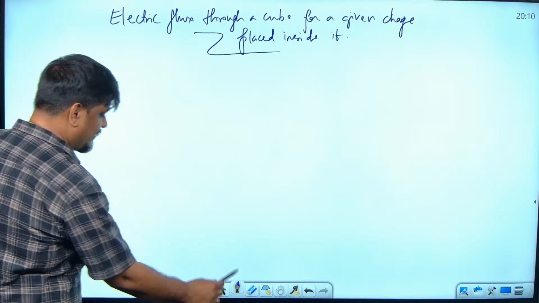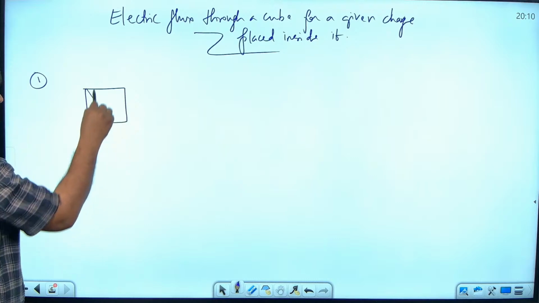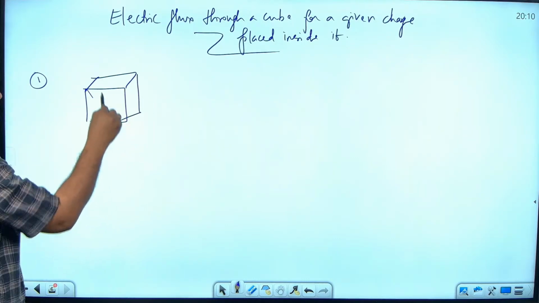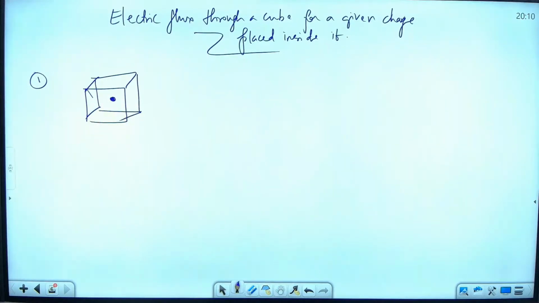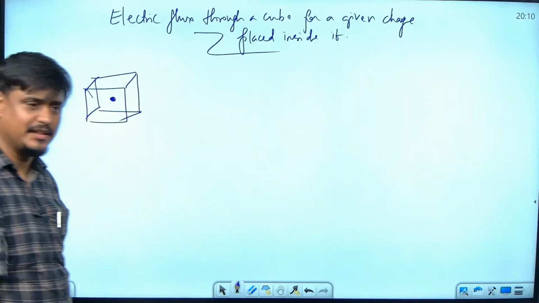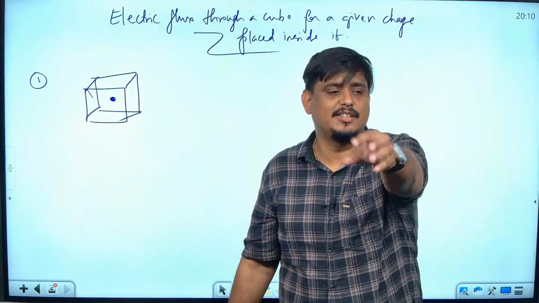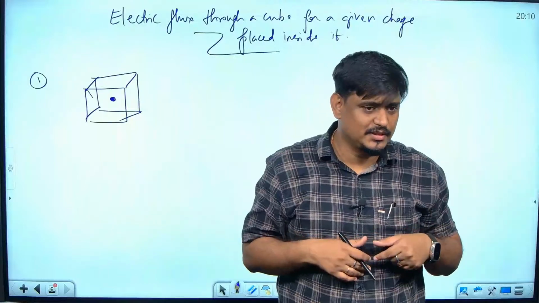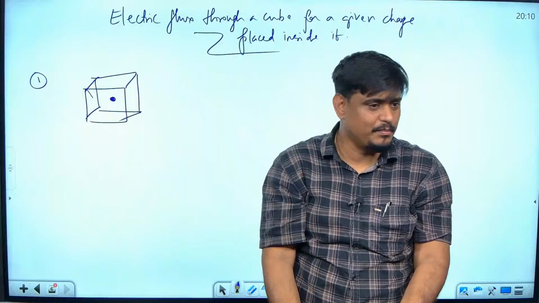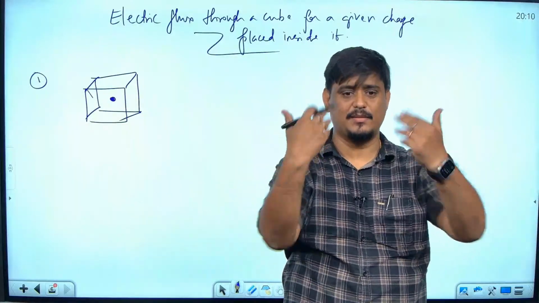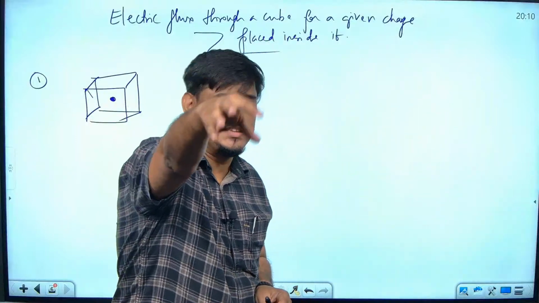Okay. So, first condition. I have a cube and I am placing my charge in the center of the cube. Clear to everybody? I have a cube and I am keeping my charge where? In the center of the cube. You can imagine this room itself. This room is like a cube only, kind of. Top, bottom, left, right, front, back, like a cube. Cuboid also it can be. And I am placing charge in the center of this room.